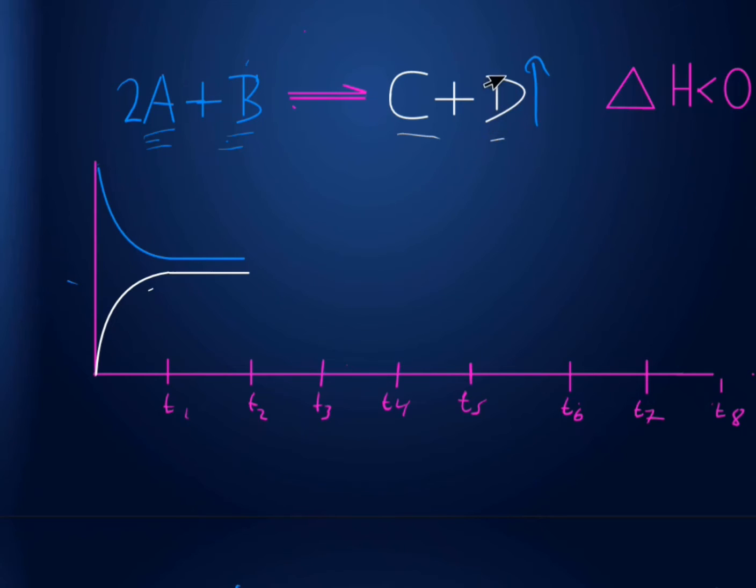This is a reactant of the reverse reaction, because in the reverse reaction, these are reactants and these are the products. So because there is a sharp rise, it means that in the reverse reaction, since it's a reactant of the reverse reaction, there is going to be a sharp rise.